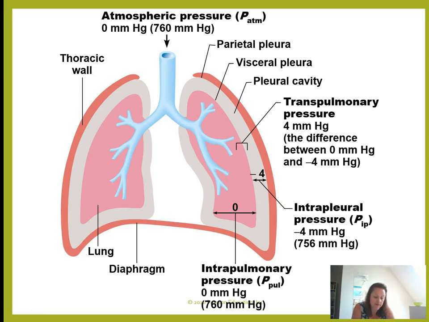So this is called pulmonary ventilation, right? The gas flow in and out of the lungs according to the volume changes. So when the intrapulmonary pressure is lower than the atmospheric pressure, air goes in. When the intrapulmonary pressure then gets higher, then obviously the air will go out.